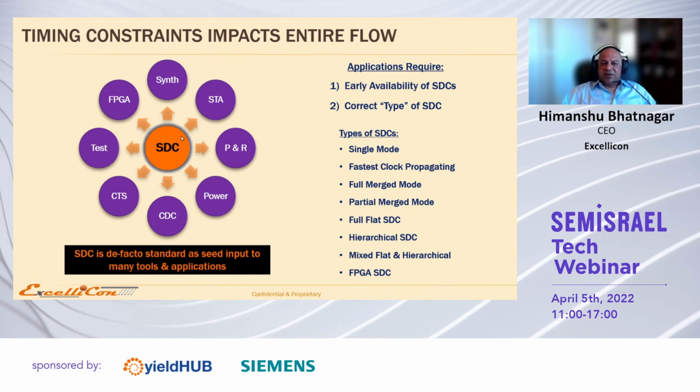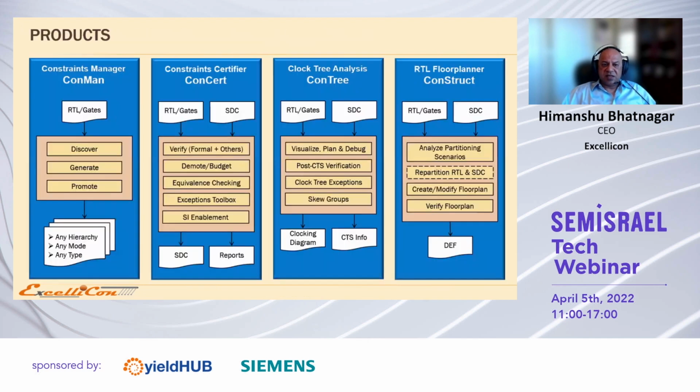Another thing is there are different flavors of the SDCs. For STA, you may need one flavor; for, let's say, CDC analysis, another flavor; for test, another flavor. For CTS, we use a kind of merge-mode SDC to drive the CTS implementation. So with the different flavors, the volume of SDCs actually grows, and that's why it's very painful to develop and maintain SDCs.